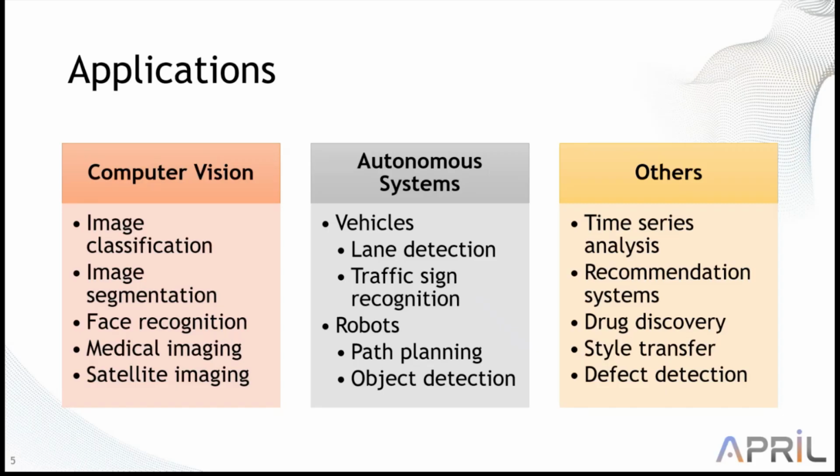Now, convolutional neural networks have found, in the last 10 plus years, application in a wide spectrum of tasks, ranging from computer vision to autonomous systems and other types of approaches. As an example, in computer vision, other than image classification, we have applications in image segmentation, face recognition, medical imaging, and satellite imaging. In autonomous systems, convolutional neural networks are heavily applied in autonomous vehicles, for example for lane detection or traffic signal recognition, as well as in robot activities like path planning. Finally, convolutional neural networks also find application in tasks like time series analysis, recommendation systems, drug and material discovery, and so on.